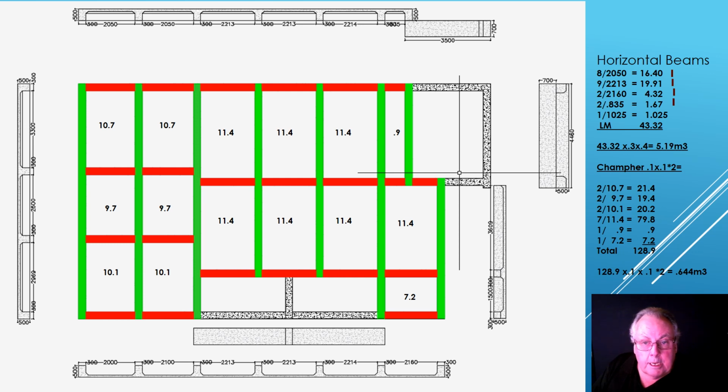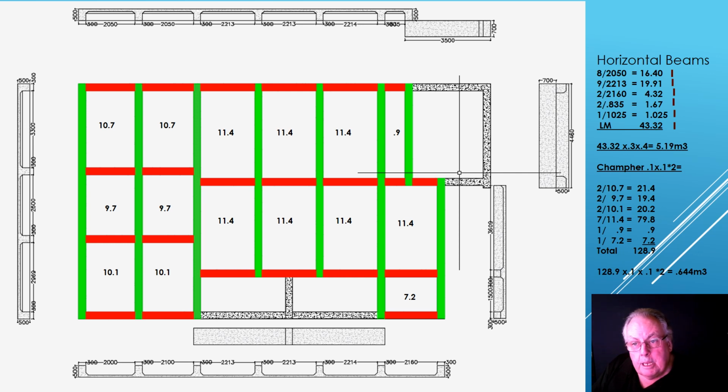And then finally, last of all, we've got 1325 on your dimension on your plan layout, minus 300, which gives us 1025. So that's where all these dimensions come from. Adding them all up, you should get 43.32. All right, here's our formula.